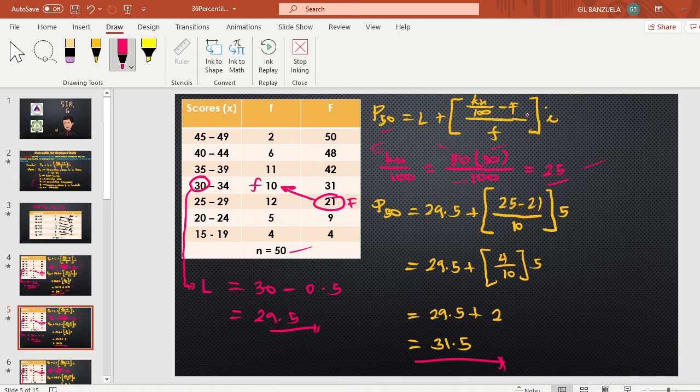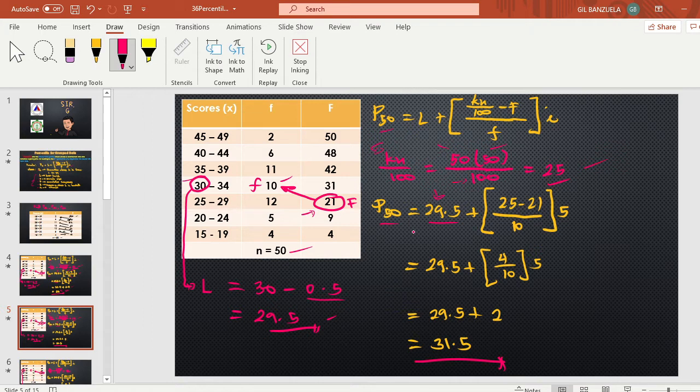Again, take note that the cumulative frequency should not exceed the value of Kn over 100. That's why we choose 21. And from there, just go up one step higher to the left of the cumulative frequency to get the frequency where the lower limit is located, in this case 30, to be subtracted by 0.5 to get the true lower limit, which is 29.5. Then after doing so, we're going to plug in that value to the formula, and we are now ready to get the value of P of 50.